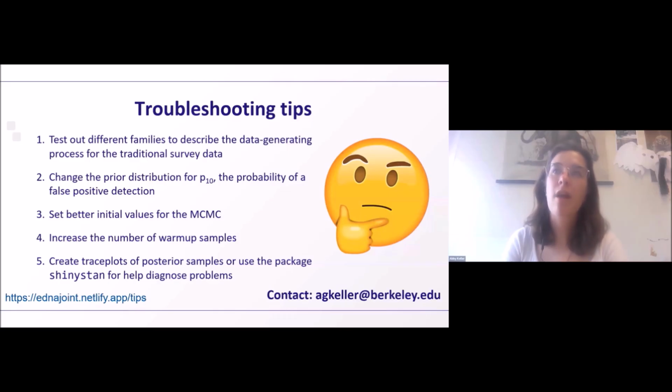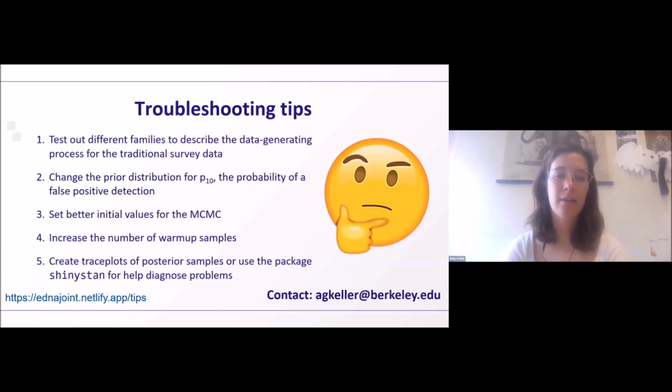But some tips are trying out different families to describe the data generating process for the traditional survey data. So in this first version, we used a Poisson, but maybe your environment is really patchy and some replicate observations are really, really high and some are really, really low.